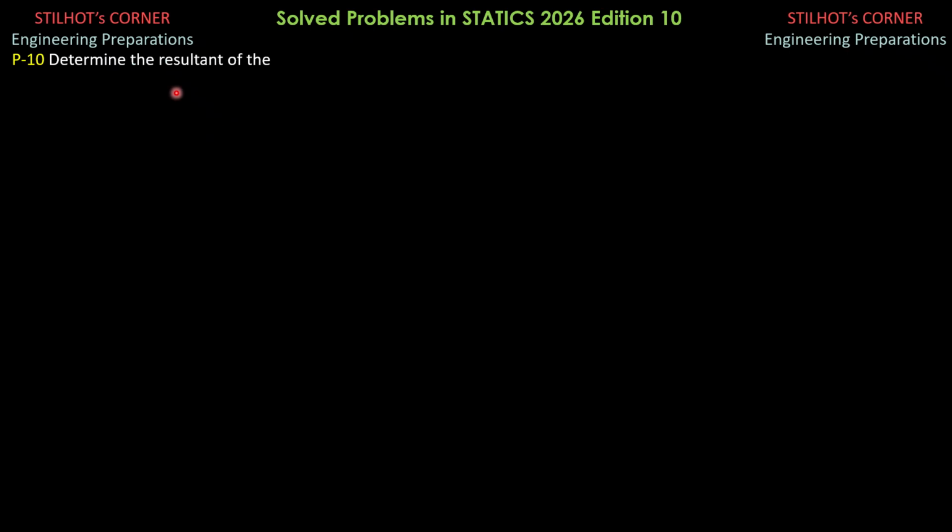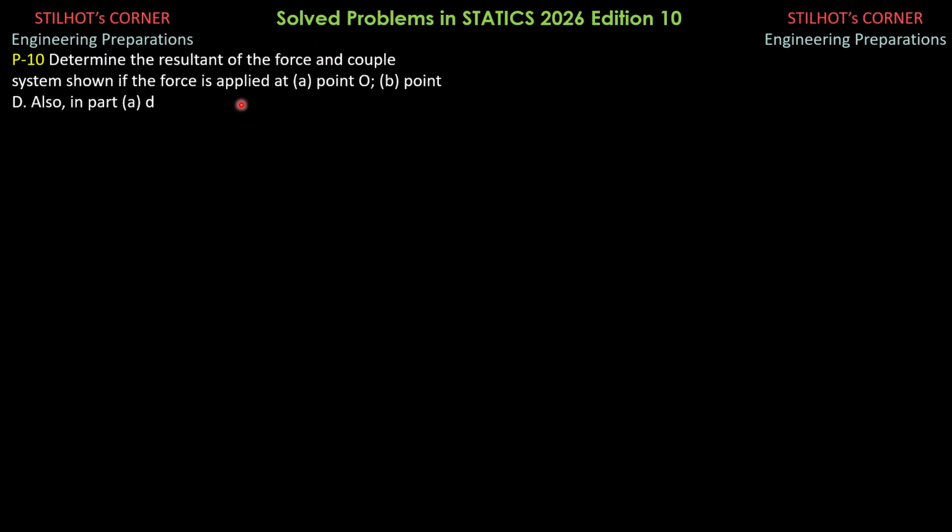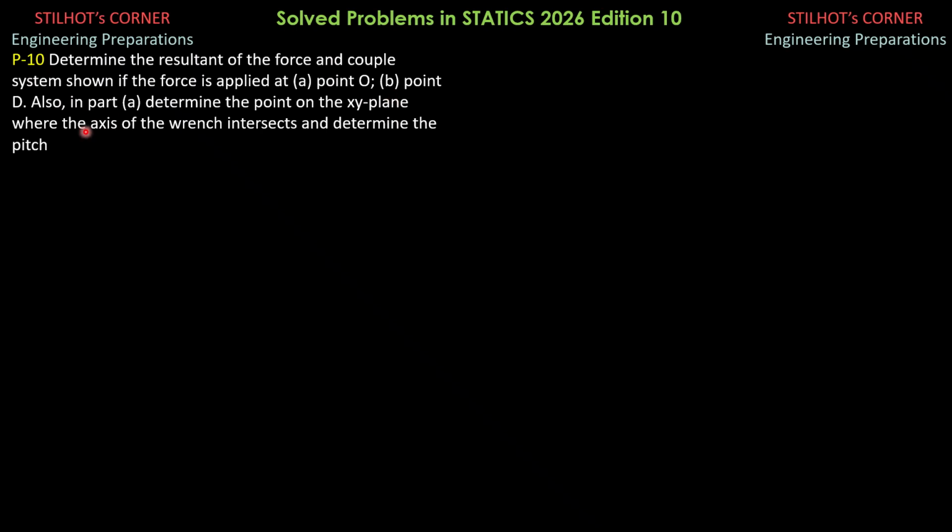So here is the problem. Determine the resultant of the force and couple system shown if the force is applied at A, point O, B, point D. Also in part A, determine the point on the XY plane where the axis of the wrench intersects and determine the pitch. The force F1 has a magnitude of 880 newtons.